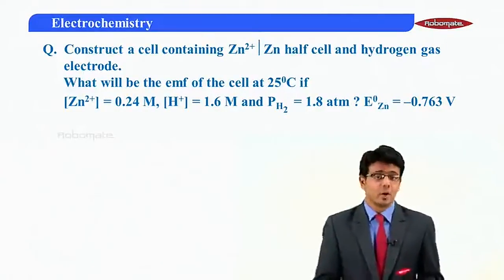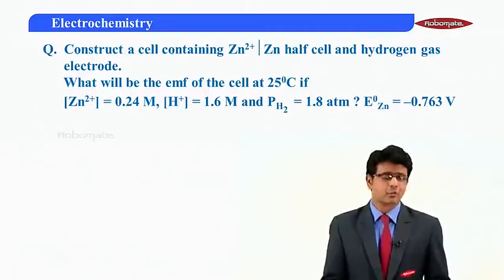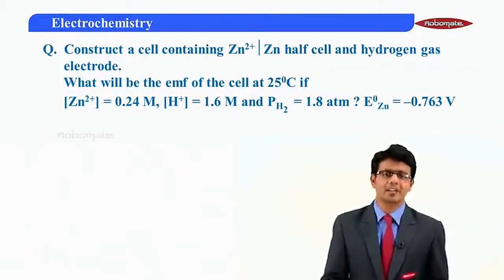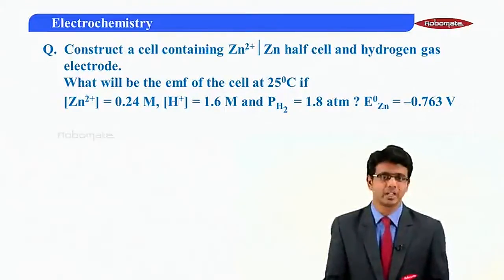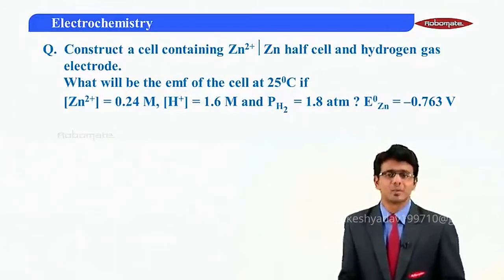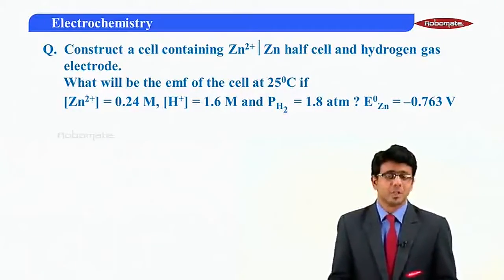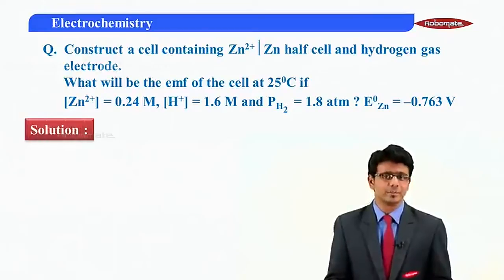Alright. Now, this question consists of two parts. First of all, we are supposed to construct a cell. And next, we are supposed to find its EMF. So let us get into the solution for the first part of this numerical.